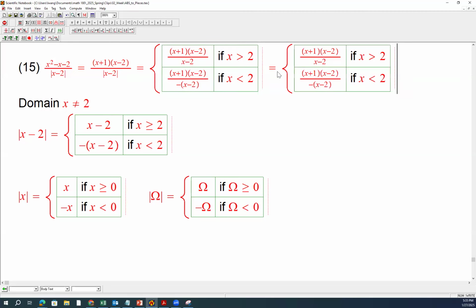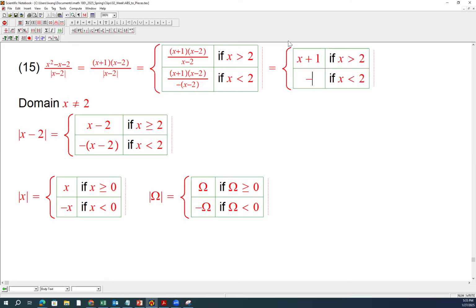Finishing this up, now we can reduce. Before we drop the absolute value sign, we cannot reduce it. So now x minus 2 will reduce, so the top will only be left with x plus 1 when x is greater than 2. When x is less than 2, x minus 2 will reduce again. This time we'll have negative of x plus 1. Of course, you can open up the parentheses if you want.